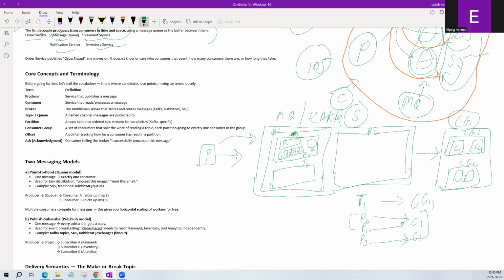Okay. Suppose in future if we add consumer 3 in CG1, then it will automatically refresh and it will break one partition, right? And it will assign partition 1 to consumer 3. Okay. So this is a high level structure. Now let's understand the terminology. Okay.